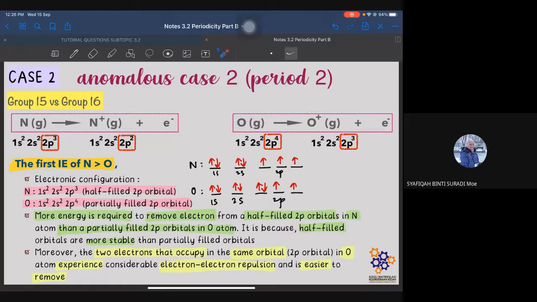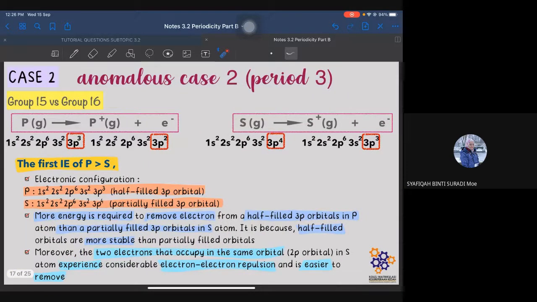Okay. So, sama juga kesnya dengan untuk period 3 between phosphorus and sulfur. So, kesnya samalah half fill dengan partially fill juga. So, untuk phosphorus, kita remove the first electron from the half fill 3p orbital. While for sulfur, kita remove the first electron from the partially filled 3p orbital. Okay, so dekat sini, kita tahu more energy is required untuk remove electron from the half fill 3p orbital. Sebab apa? Half fill lagi stable compared to partially filled orbital.